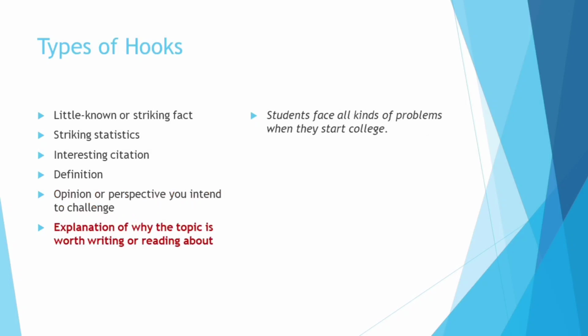And finally, it is possible to have some kind of explanation at the beginning in one sentence, justifying why you need to speak about this main idea or why your readers need to read about this topic. Something like students face all kinds of problems when they start college, which is a great way of starting an essay about problems that students may have later on in college or university, and most probably also recommending some solutions to those problems.